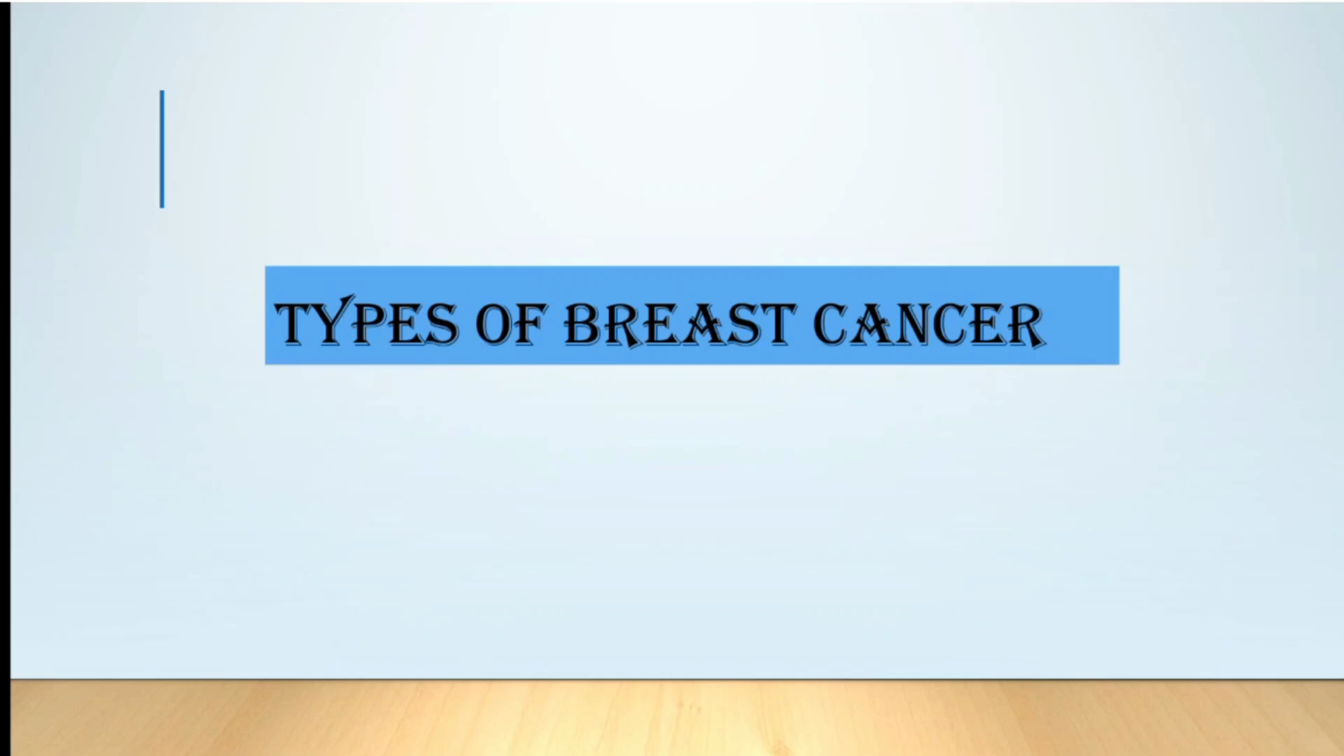If we see the types, breast cancer is classified first based on tissue type, and secondly based on invasiveness. Based on tissue type, the breast cancer is classified as ductal carcinoma, that is, if the cancer is affecting the duct, then it is ductal carcinoma. In ductal carcinoma also we get three types. One is medullary, you can note it down, secondly tubular, third is colloid.